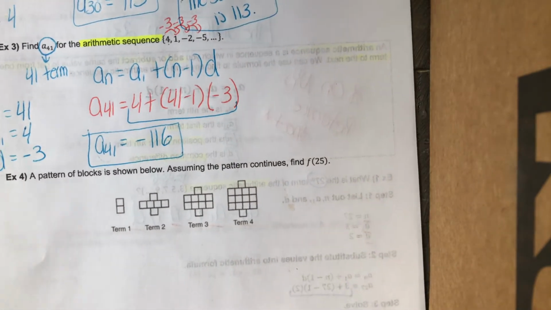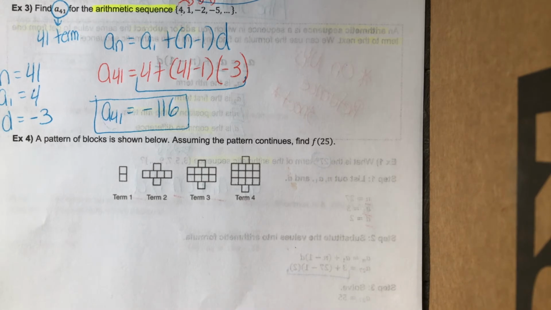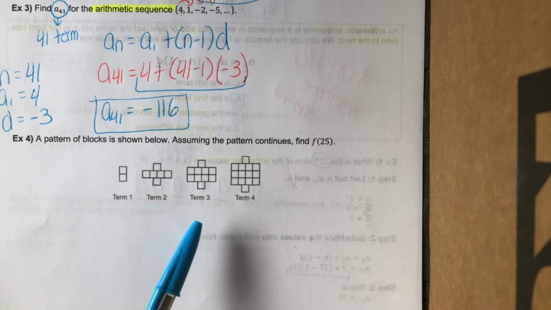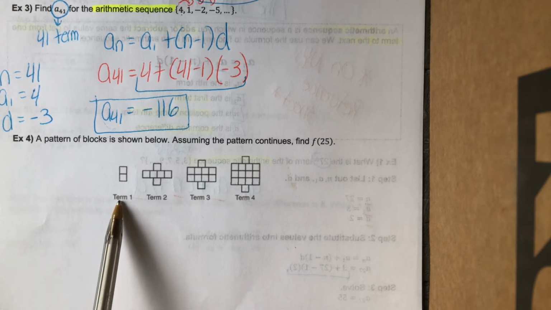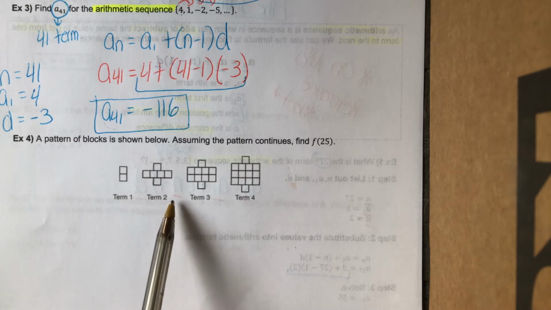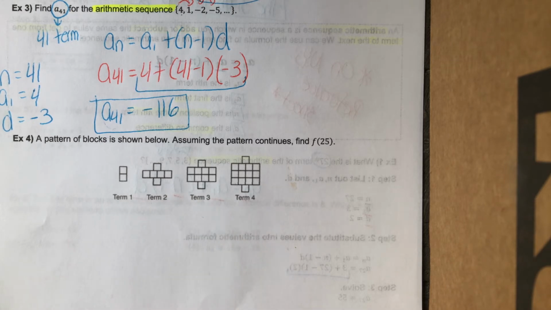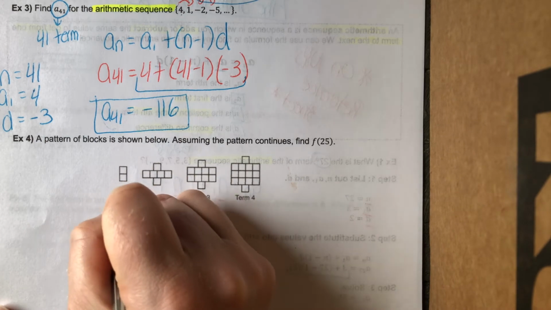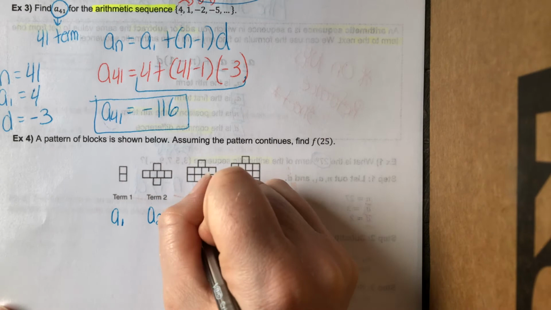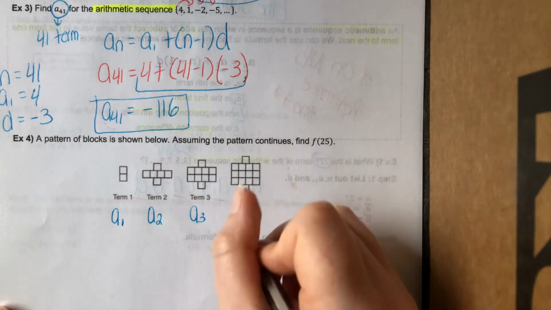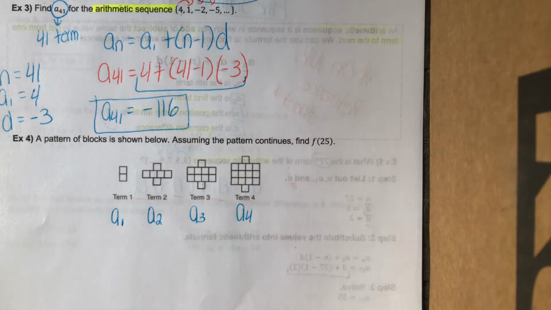All right, and then number 4. So number 4 is the only other way you would really see a question like this. If it's not in word form, like all the others, it could be in picture form. And that's okay. Don't get intimidated. You guys know what to do. So I'm just going to start off by, instead of writing term 1, term 2, term 3, term 4, writing a sub 1. That is the first term. A sub 2 is the second. A sub 3 is the third. A sub 4 is the fourth.